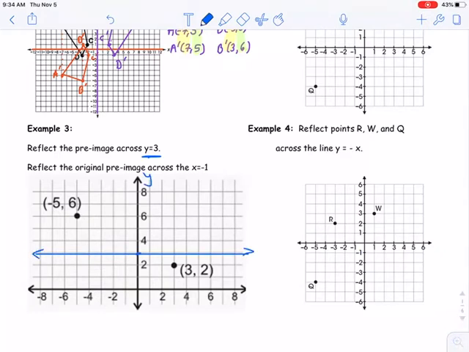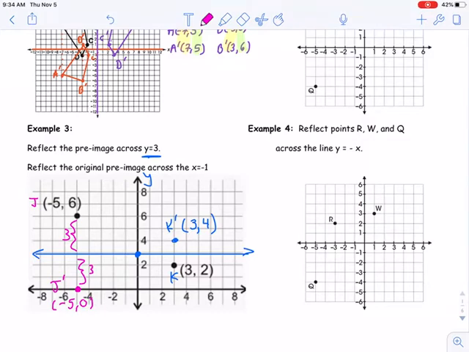Because remember, y equals 3 crosses the y-axis at 3. So we'll call this point K. K is 1 below, so K prime will be 1 above, and it'll be at 3, 4. We'll call this point J. Since J is 3 above the line, J prime will be 3 below at -5, 0. And again, notice how this is 3 above, 3 below, equidistant.